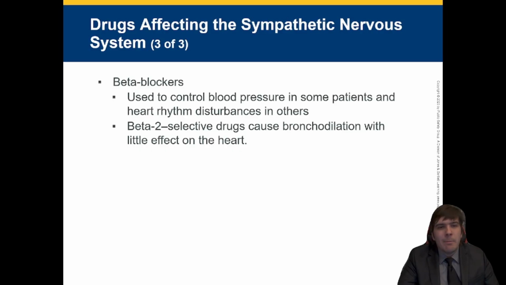Talk a little bit about beta blockers too. These are used to control blood pressure in some patients and heart rhythm disturbances in others. Because it's blocking the beta receptors, it's not going to have our heart beating as fast. Beta 2 selective drugs cause bronchodilation with little effect on the heart. Some beta 2 drugs are albuterol.